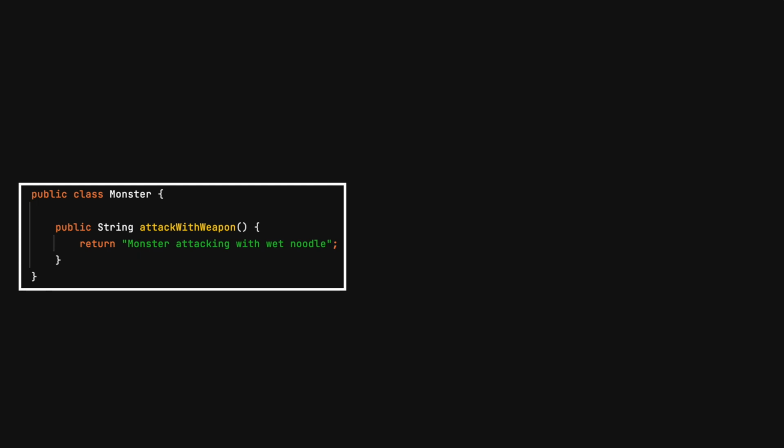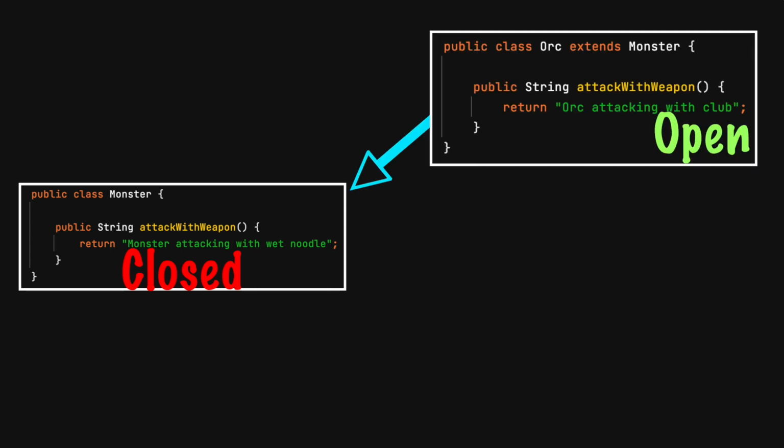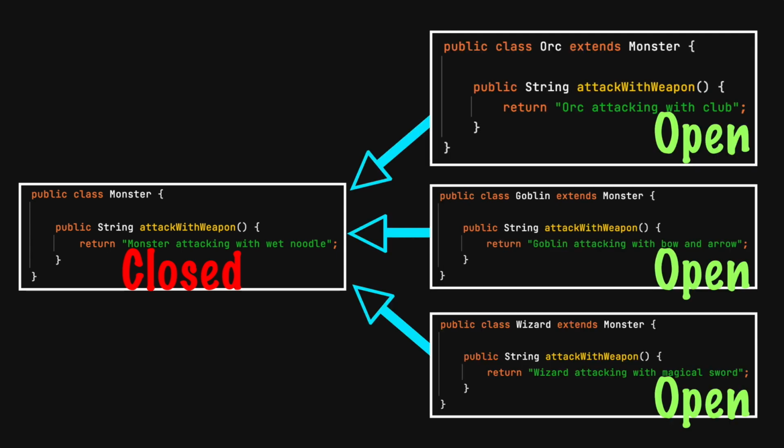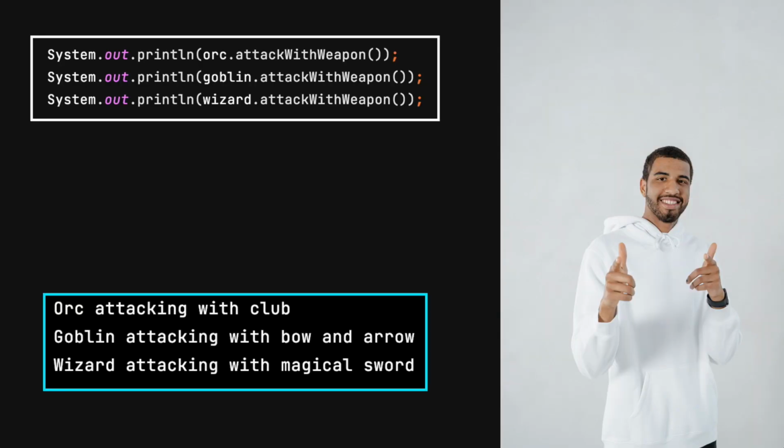Here is the same solution using inheritance. Monster is the parent class and should not be modified. Orc, goblin, and wizard are child classes and extend from monster. This also works.